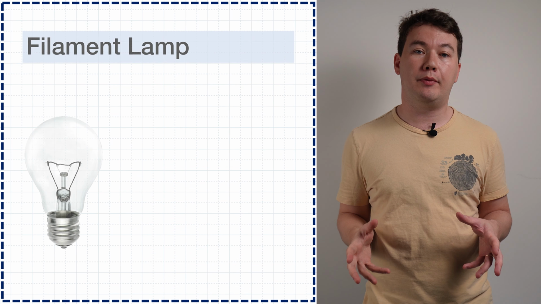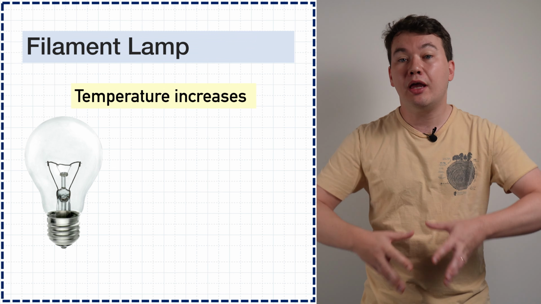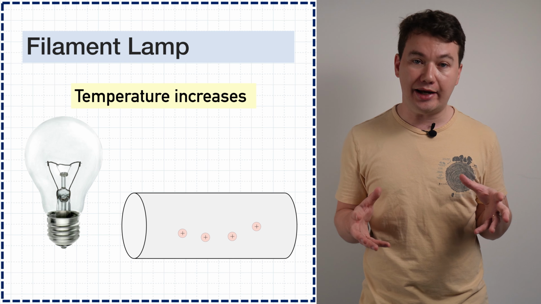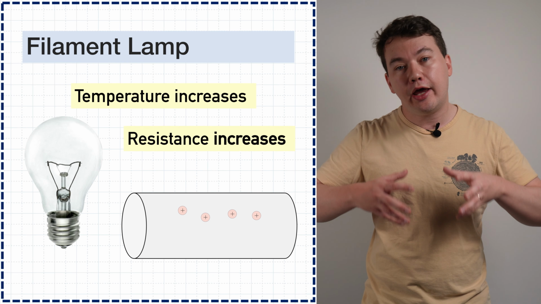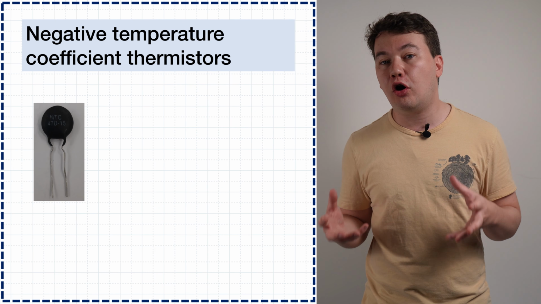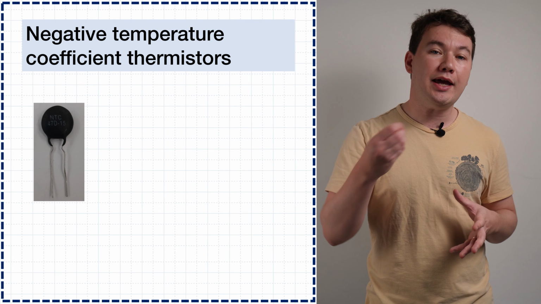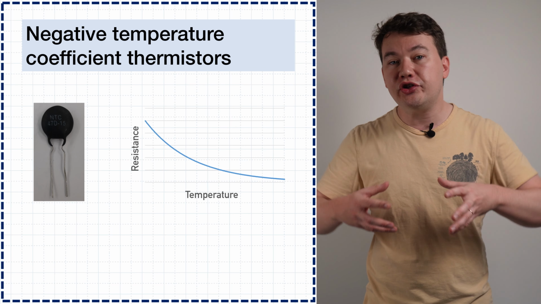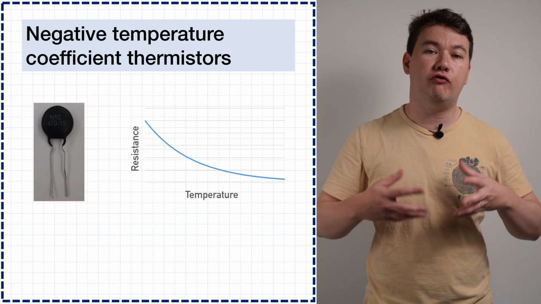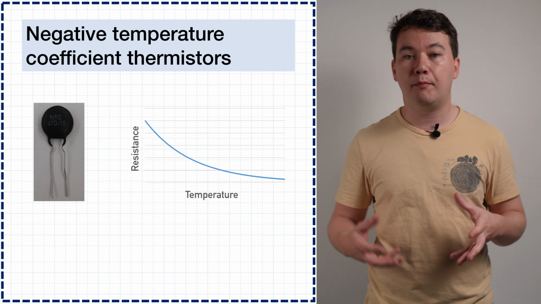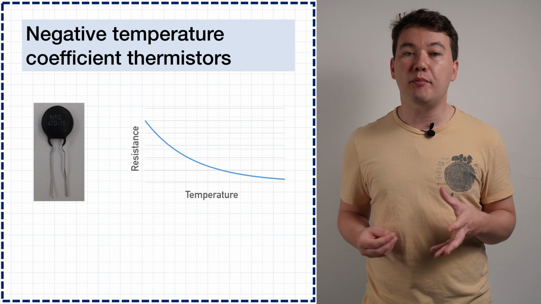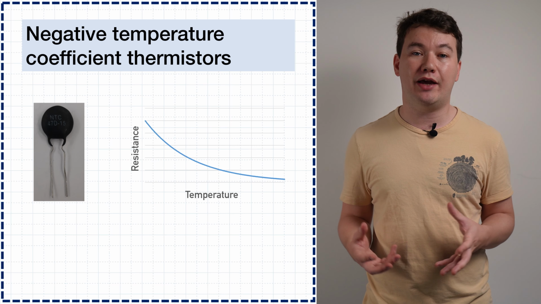Think of a filament lamp. As we increase the temperature, the ions in the lamp increase their kinetic energy and oscillate with a larger amplitude, increasing the resistance. However, in a thermistor, we see the opposite behaviour. As we increase the temperature, it causes the resistance to fall. Now, we're not going to cover the exact mathematical relationship today as it's not needed, but I'll say that this relies on an exponential function rather than being inversely proportional, as you may have assumed.